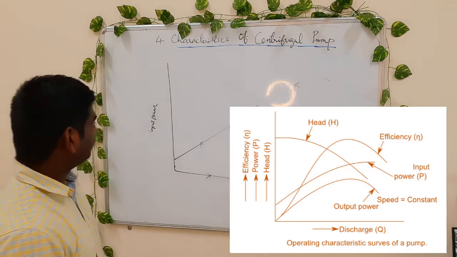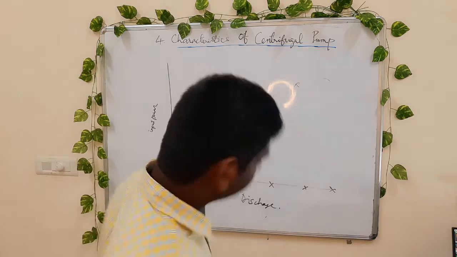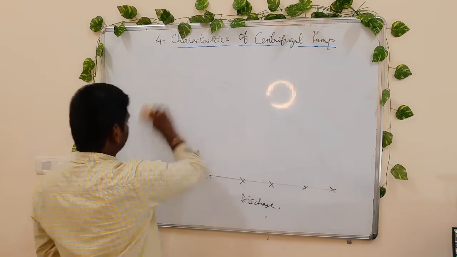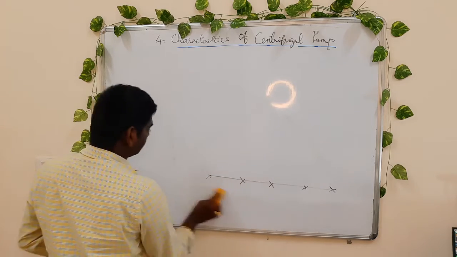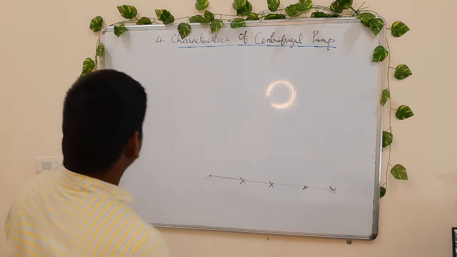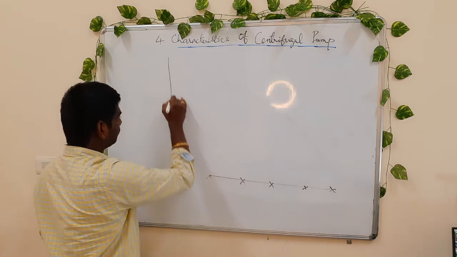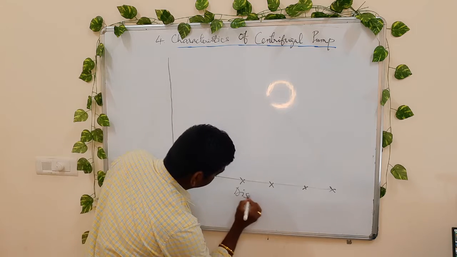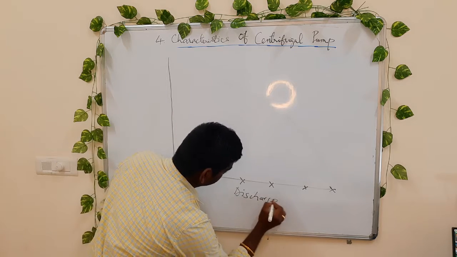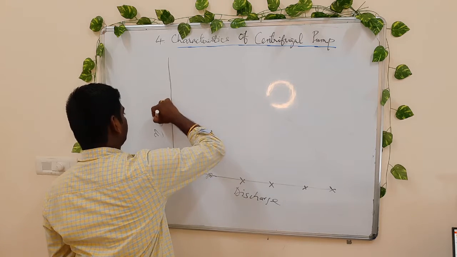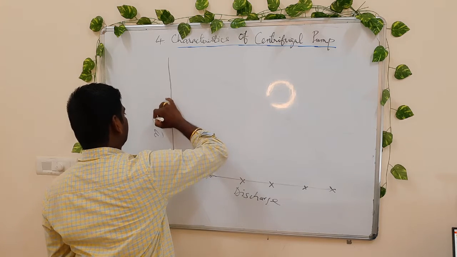And the next plot you see is efficiency versus discharge. This is output per input.